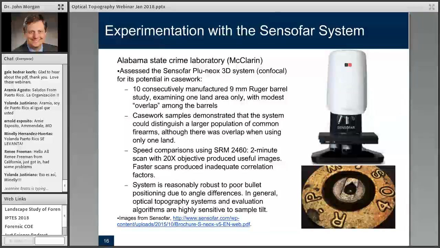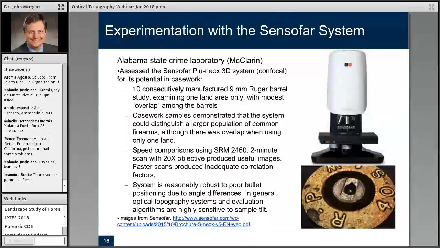And when I say there's modest overlap that he observed among the barrels, that means that in most cases he was able to distinguish one consecutively manufactured barrel from the next. But there were a couple of instances where there was some uncertainty. But he only looked at one land area when he was doing that particular study. So one might imagine that if he had looked more extensively, he might have been able to distinguish them one from another. And when you're looking at consecutively manufactured Rugers, that's a pretty impressive demonstration.